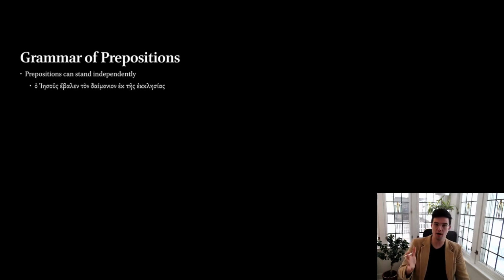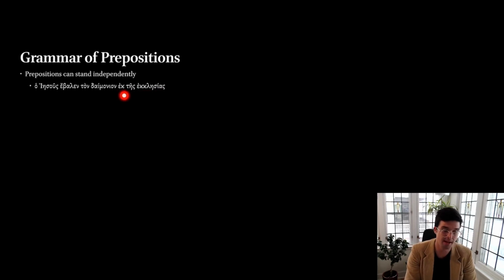And a little bit more on prepositions here. So we've talked about proper prepositions that are added to the beginning of a verb to make a new verb, but prepositions can also stand on their own. They can stand independently. So we have an example here in ha Jesus ebalen ton daimonion, Jesus threw the demon, ek tes ecclesia. So here we have the preposition ek standing on its own, standing independently, and going with what comes after it. And we'll talk about what comes after it in just a second here.